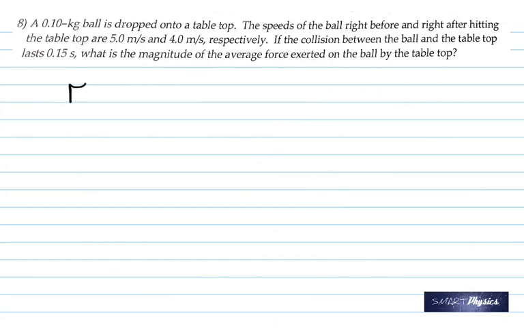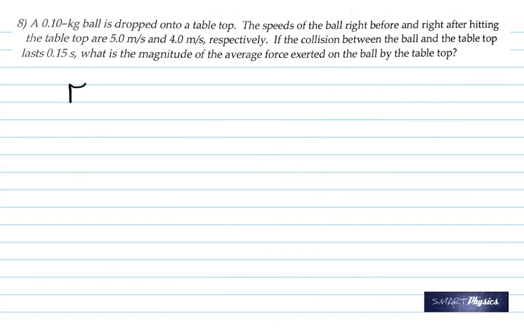In this next question, you have a 0.10 kilogram ball dropped on a tabletop, and the speeds of the ball right before and right after hitting are 5 and 4. See, although the numbers are 5 and 4, you have to remember that the ball, once it hits the tabletop, is going to bounce back. So, got to take one of these velocities as negative. You can either take 5 positive and 4 as negative, or the other way around. If the collision between the ball and the tabletop is 0.15 seconds, what is the magnitude of the average force?